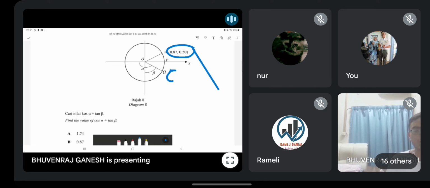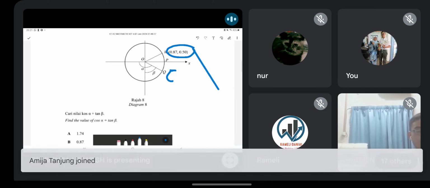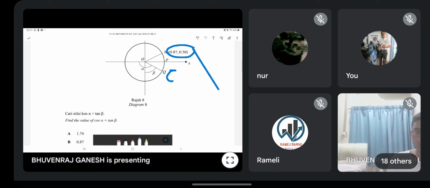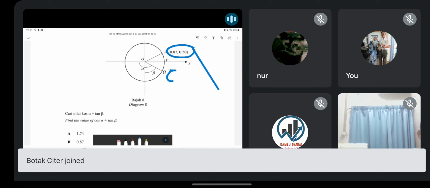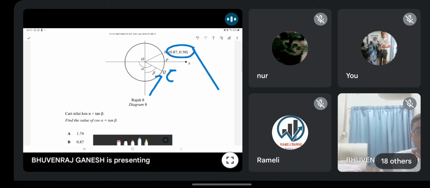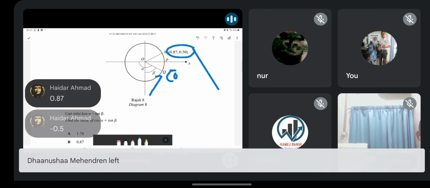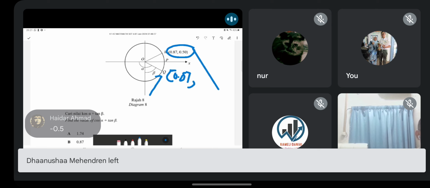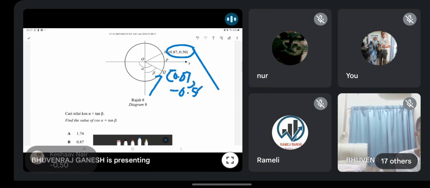Others also can tell the answer, no worries. What will be the coordinate for Q? Anyone? Apa coordinate saya kena letak untuk Q? Sangat mudah sahaja. Yes, continue. Coordinate, I ask. Yes, you must write in the complete format. Okay, this is the coordinate.